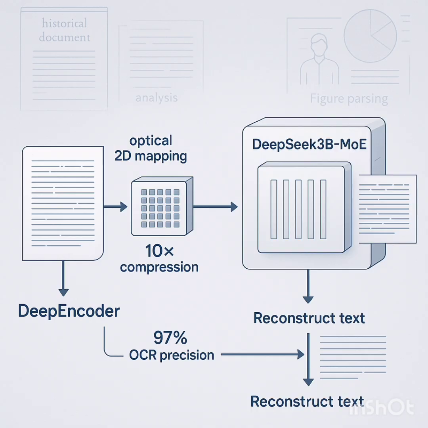Which translates directly to speed, I imagine. Absolutely. Fewer tokens means faster processing. That's why they can crank out training data. They mentioned generating over 200,000 pages a day on a single A100 GPU. That's serious throughput. Okay, so how does the DeepEncoder actually do that?